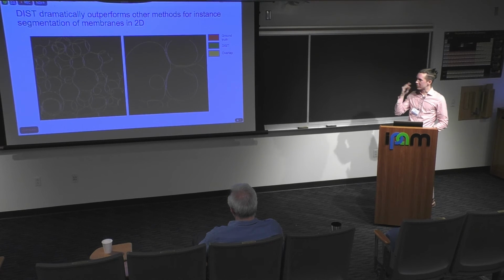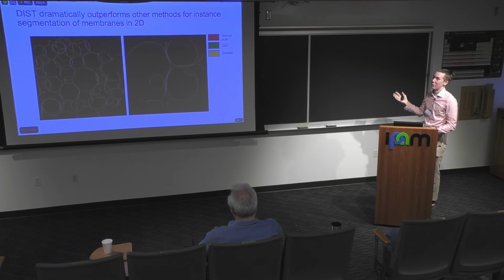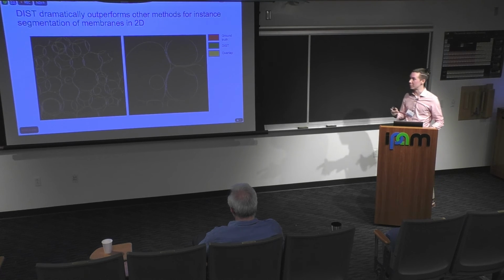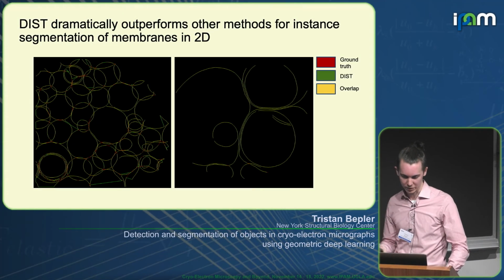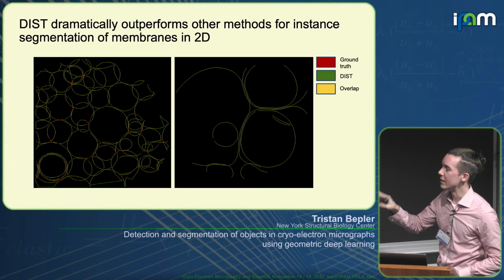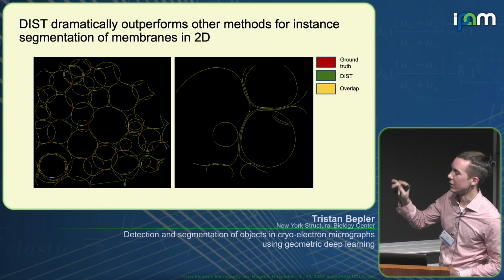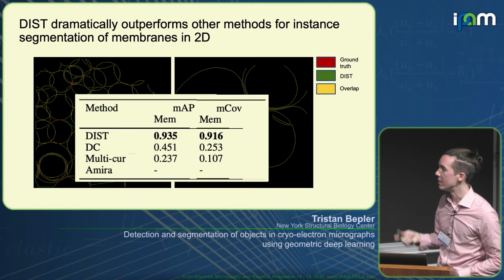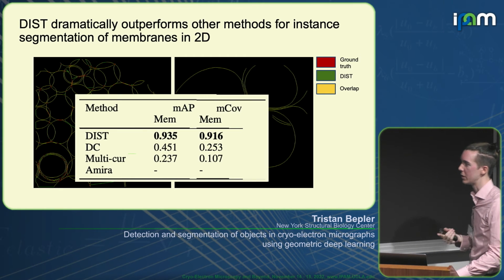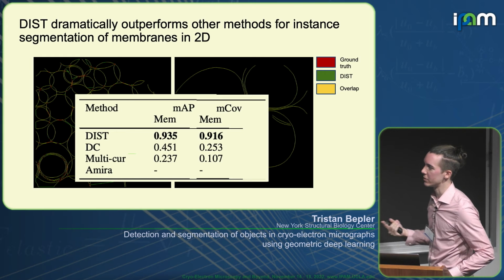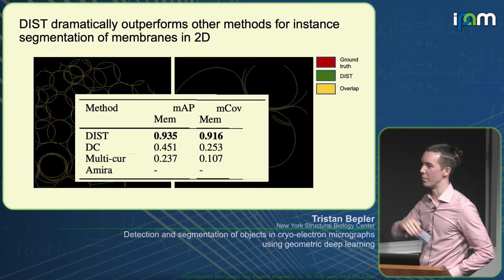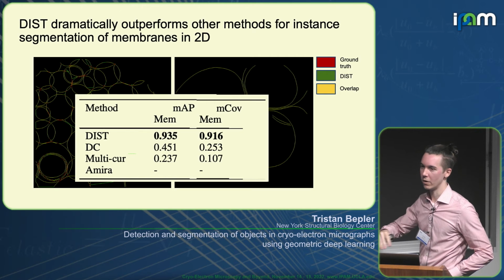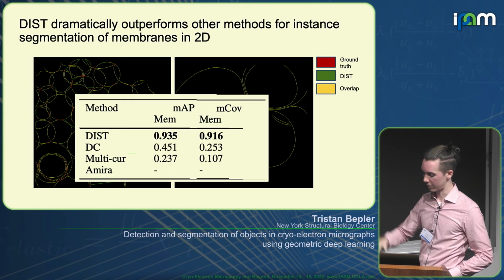Okay, so it turns out this dramatically outperforms other approaches for doing this. The network works amazingly well at this problem. What I'm showing you here is a little hard to interpret, but basically in red is the ground truth, and in green is our predictions, and yellow here is overlap. To quantify this, we can look at the mean average precision of these assignments, and this dramatically outperforms multi-curve fitting or just a distance-based approach for trying to assign the individual instances.